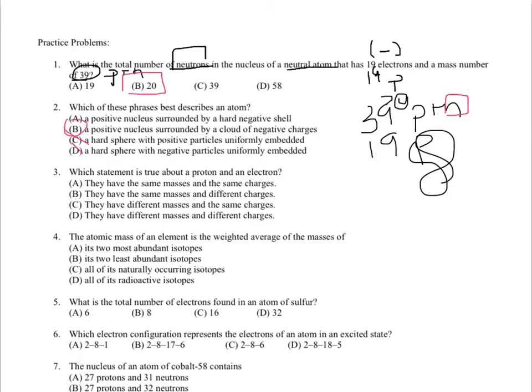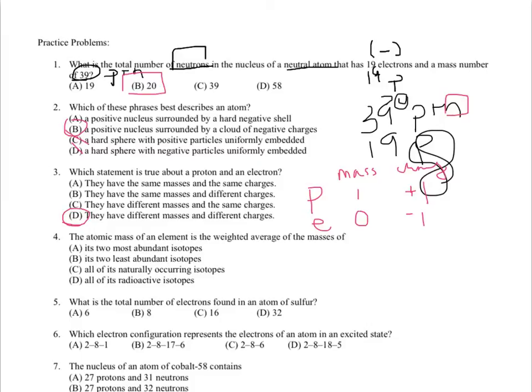In the next question, we're asked to compare protons and electrons. So recall that a proton has a mass of 1 and a charge of positive 1, while an electron has a negligible mass, so we'll say a mass of 0, and a negative 1 charge. So we can see that they have different masses and different charges.